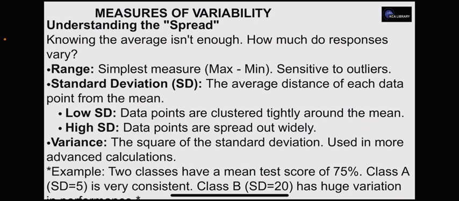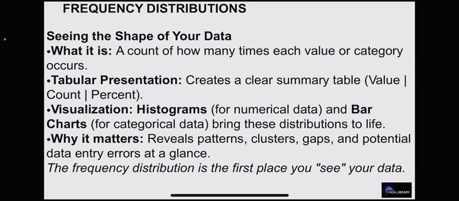Under standard deviation, we have low SD and high SD. With low SD, data points are clustered tightly around the mean, while with high SD, data points are spread out widely. We also have variance, the square of the standard deviation. It is used in more advanced calculations.